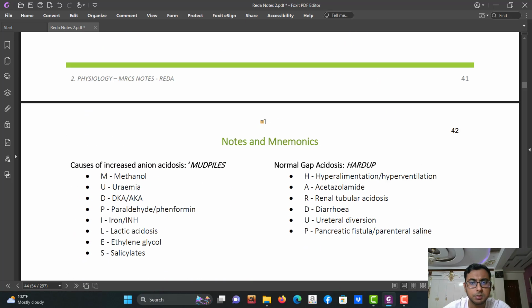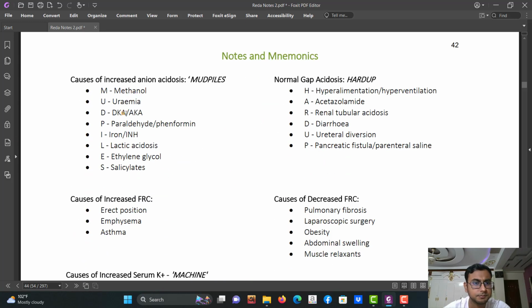There are some mnemonics for remembering causes of acidosis, like increased anion gap: methanol, uremia, diabetic ketoacidosis, and lactic acid, which cause increased anion gap acidosis. Normal anion gap is renal tubular acidosis, diarrhea, and acetazolamide.